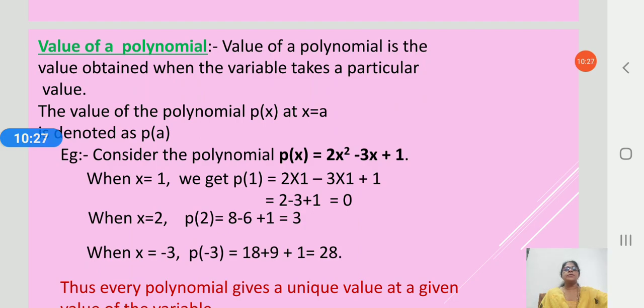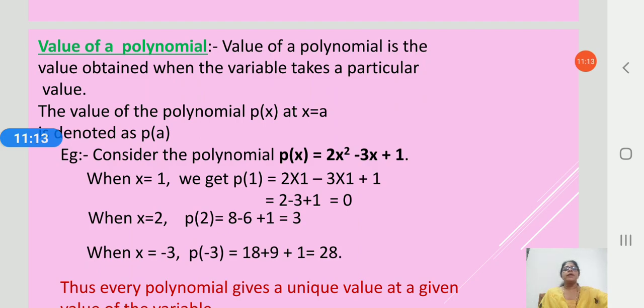X can take any value. If we put x equal to 1, the polynomial becomes p of 1 equal to 2 into 1 minus 3 into 1 plus 1, which is equal to 2 minus 3 plus 1 equal to 0. That is, the polynomial takes the value p of 1 equal to 0 when x is equal to 1. If we put x equal to 2, what will happen? P of 2 is equal to 2 into 2 square minus 3 into 2 plus 1, which becomes 8 minus 6 plus 1. After calculation, it becomes 3.